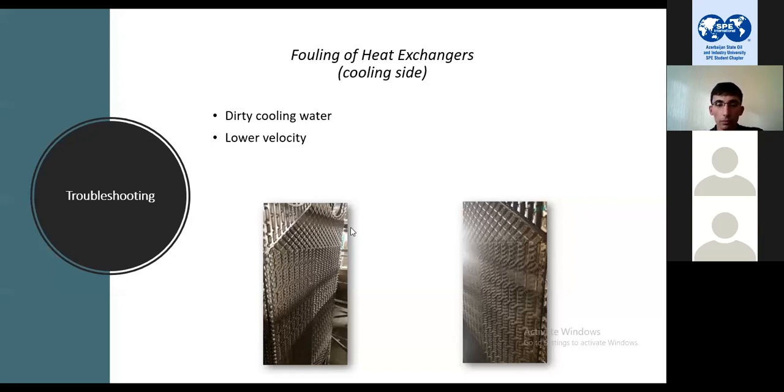As you can see on the photo, this is a plate type heat exchanger. This is one plate, and if you look carefully, you can see the clean side of the plate as well as the dirty side. In this picture, you can clearly see the dirt on the plates. It's because of dirty cooling water and lower velocity. This exchanger is used in our extrusion area.